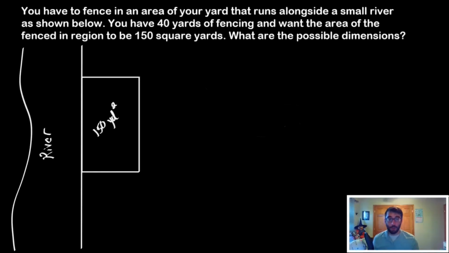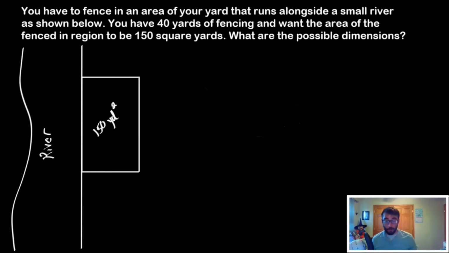Okay, so let's take a look at another problem. You have to fence in an area of your yard that runs alongside a small river as shown below. And as you can see, my terrible drawing, but you can deal with it. So we have this yard, and it's going alongside a river. Now we have 40 yards of fencing, and we want the area of the fenced region to be 150 square yards. They want to know what the possible dimensions of this fence are, because there might be more than one.